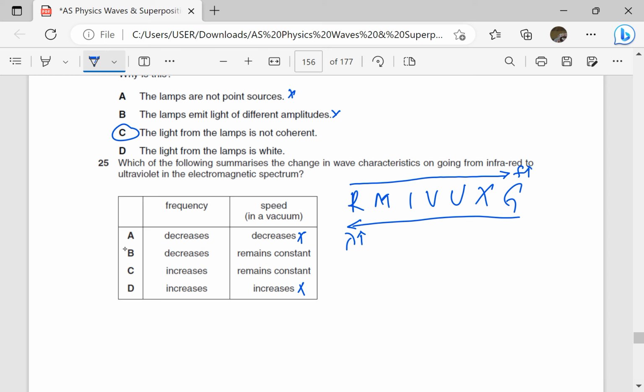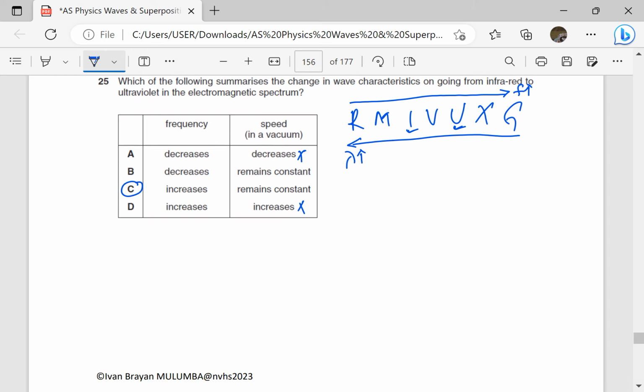So frequency increases as you move towards gamma rays. And here is infrared and ultraviolet. So frequency is increasing as you move from infrared to ultraviolet. It is the frequency increasing, and therefore the answer is going to be C. The frequency increases as I move from infrared to ultraviolet, and the wavelength decreases.